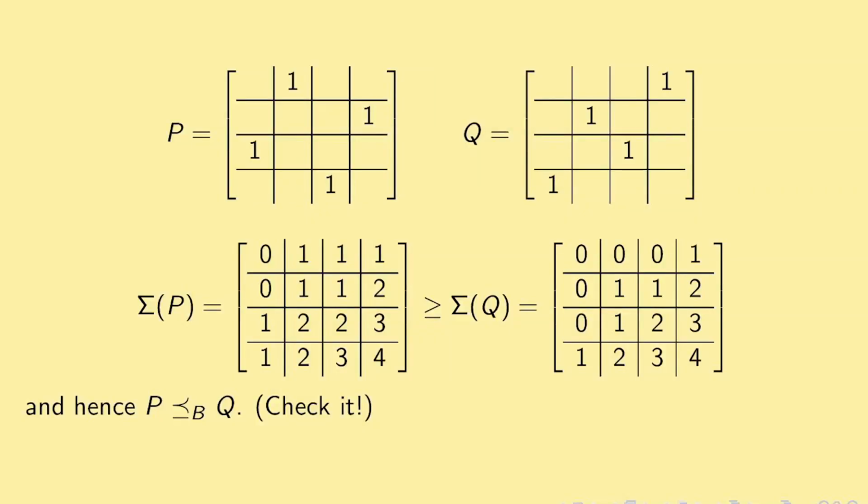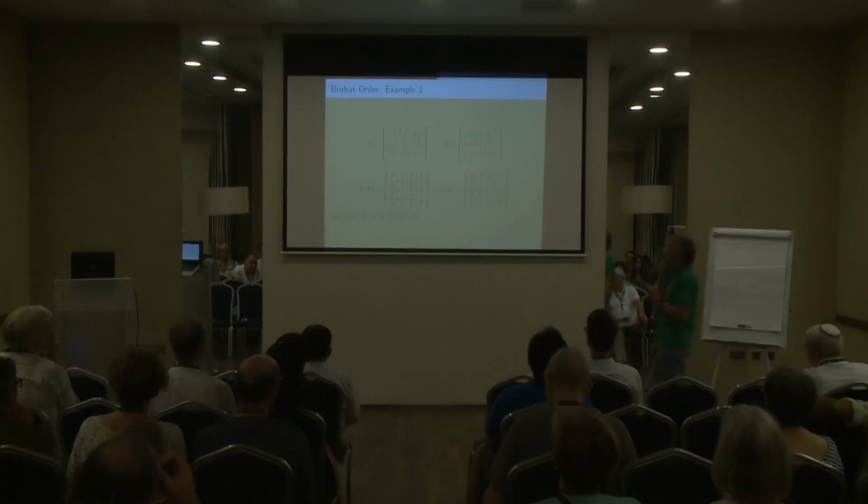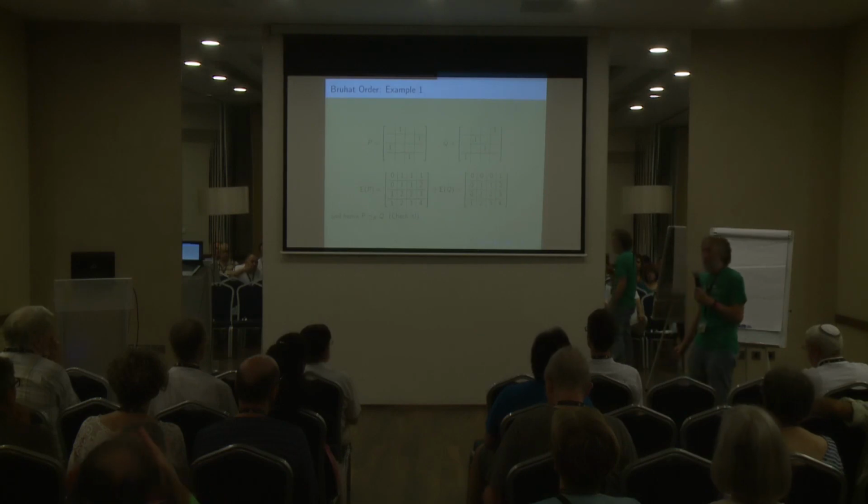So for example, there are 2 permutation matrices P and Q. I can compute sigma P, take my word for it. I can compute sigma Q, take my word for it. And as you eyeball that, you see that every entry of sigma P is bigger than or equal to the corresponding entry of sigma Q. Bigger than or equal, so P is less than or equal to Q in the Bruhat order. These are going in the opposite direction. Keep that in mind.